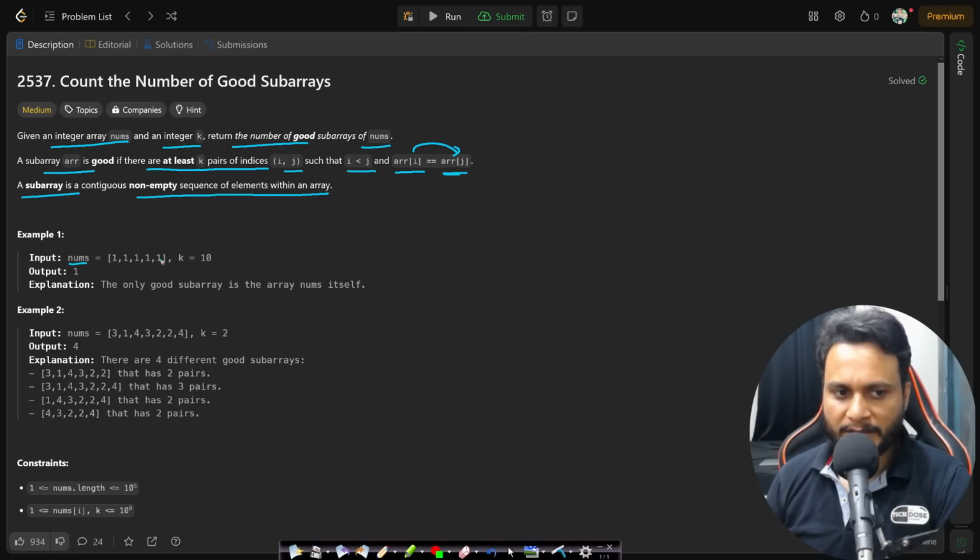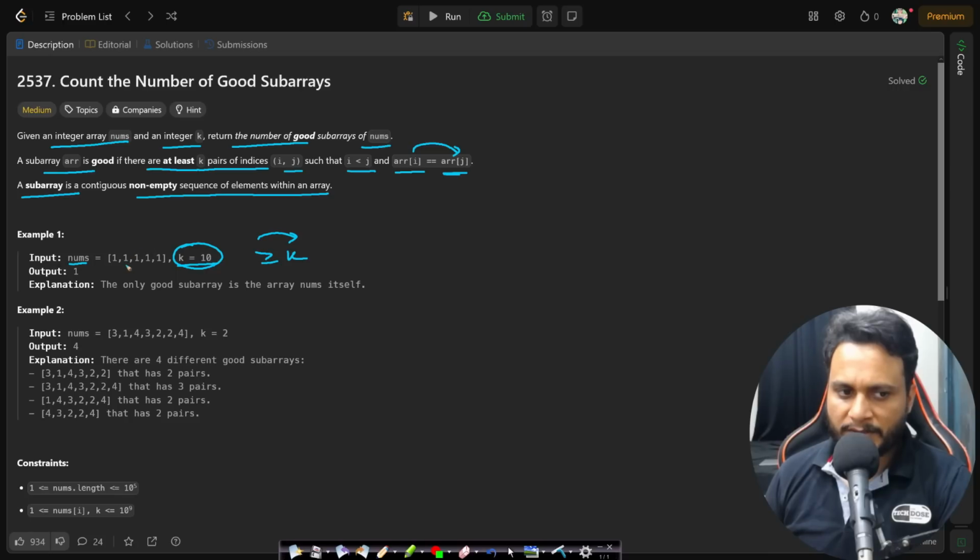Now if you consider this nums, and the given value k equals 10, then we want to find the number of good subarrays. A good subarray is a subarray in which the number of equal pairs is at least k. That means it can be greater than or equal to k.